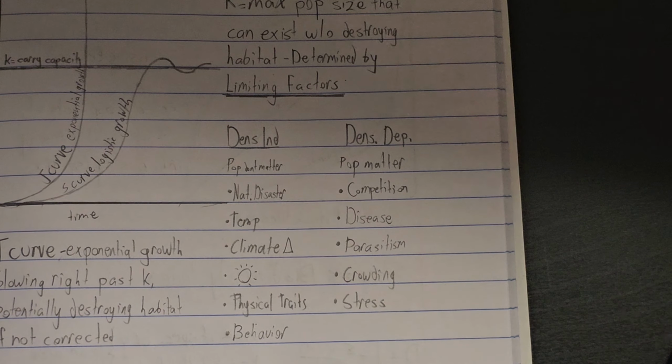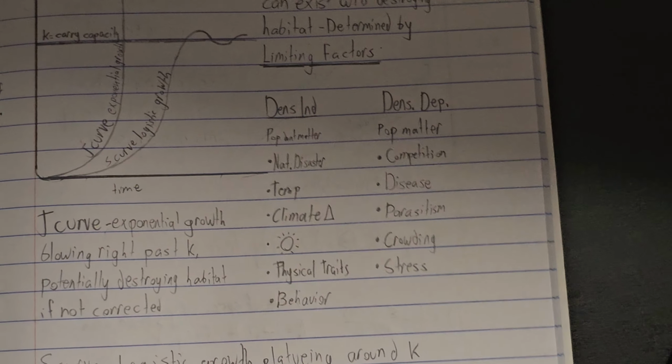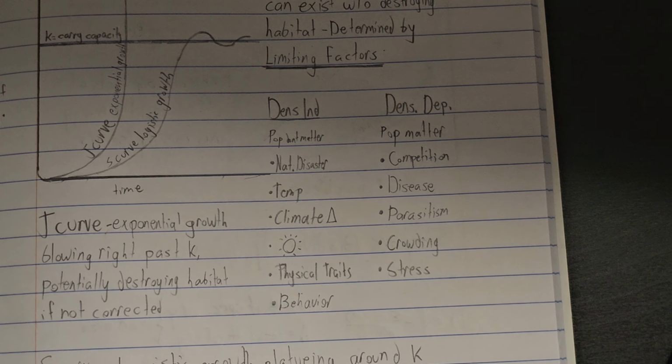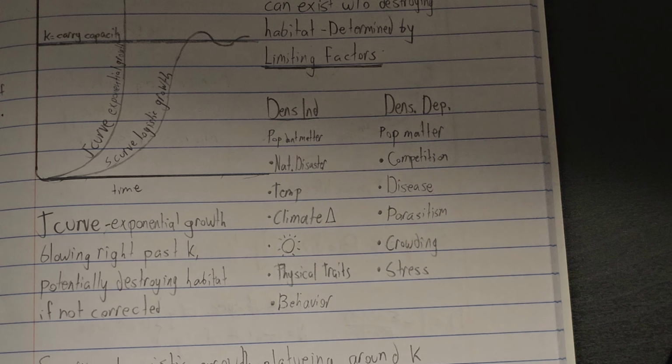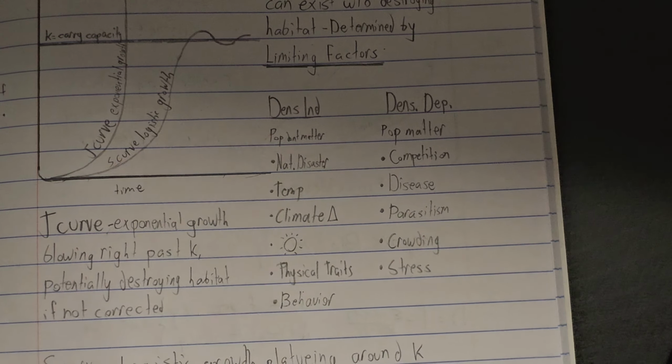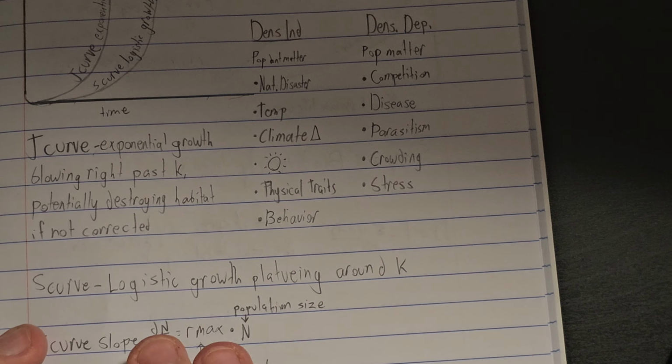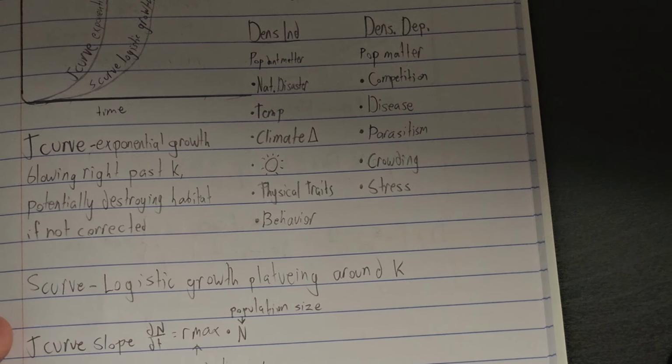Now, the J curve is an exponential growth that blows right past K, okay? And when it does that, it goes terribly wrong. It either screws up the environment for everyone, or it ends up realizing, oh shoot, now I'm screwed, and the whole population just dies in that area. The S curve, on the other hand, is a logistic growth pattern that plateaus around K.